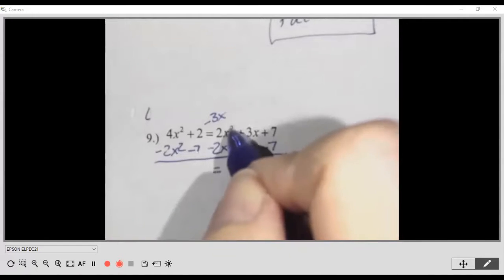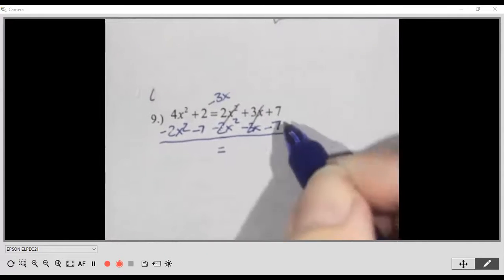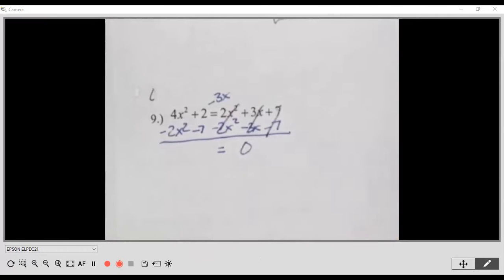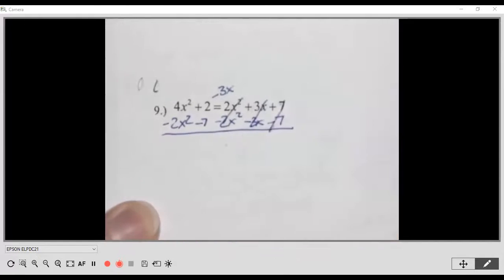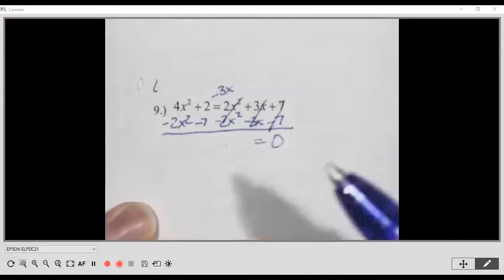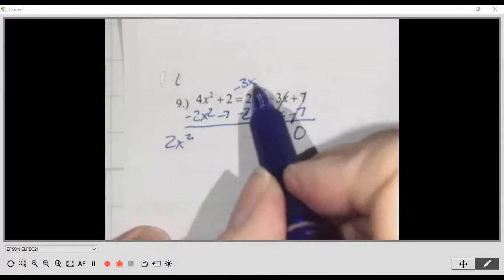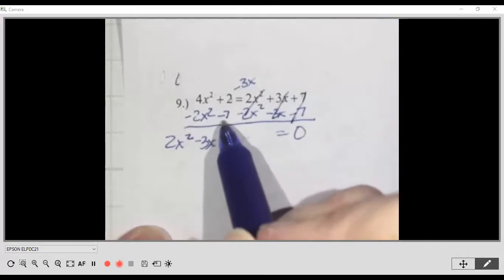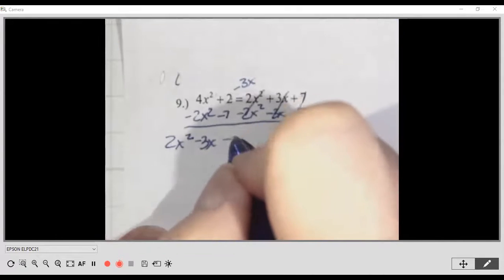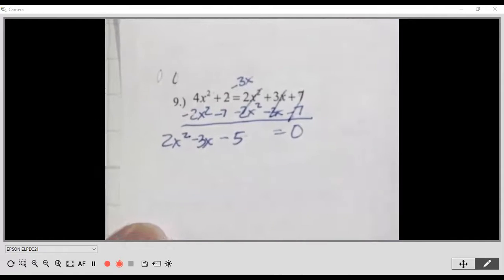On the right side, we have 2x squared minus 2x squared, that's 0. 3x minus 3x, that's 0. 7 minus 7, that's 0. So my right side equals 0. I'm just going to slide that over a little bit for some more room to work on the left. Okay, on the left, 4x squared minus 2x squared gives us 2x squared. Here's my minus 3x. Then I have plus 2 minus 7, so 2 minus 7 is minus 5. So I have 2x squared minus 3x minus 5 equals 0.